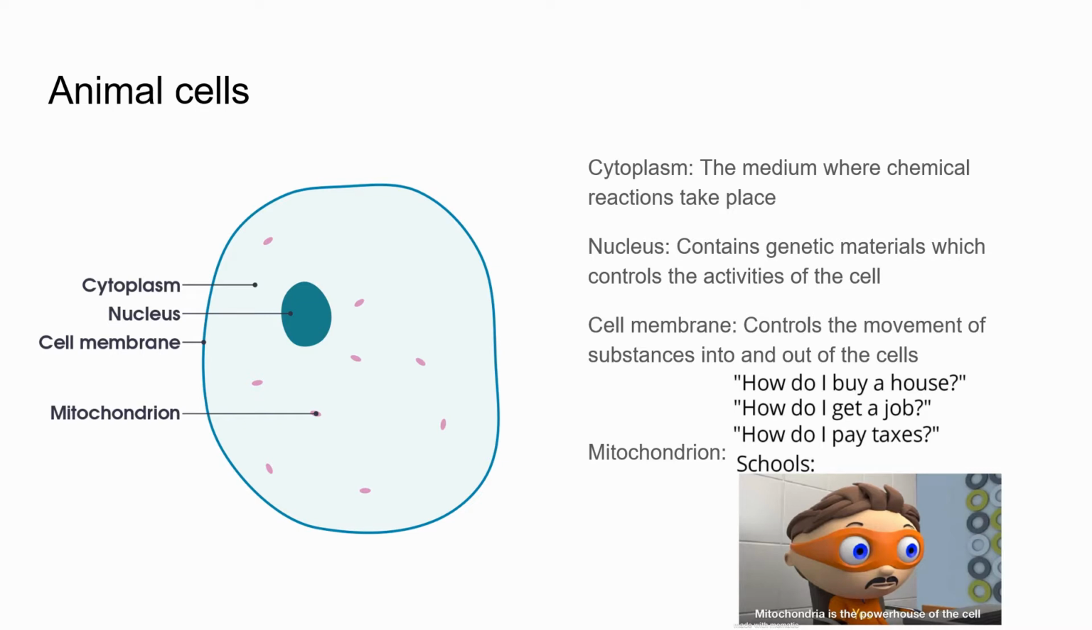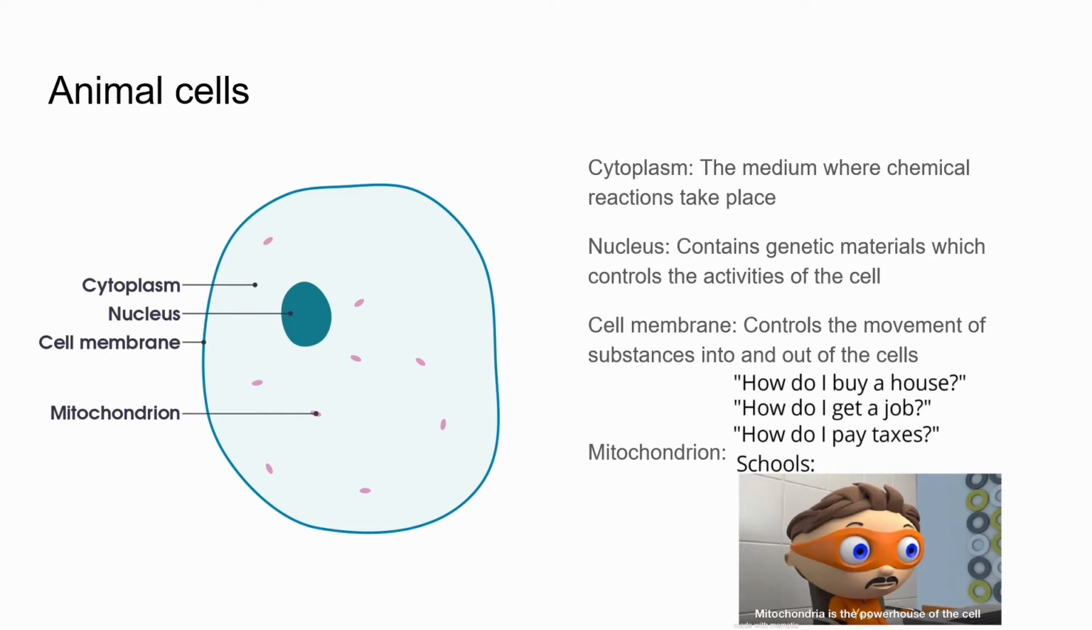First we have the cytoplasm, which is the medium where most chemical reactions take place in the cell. What chemical reactions take place, you don't need to know, just know that it's the place where chemical reactions take place. Then we have the nucleus, which contains genetic material which controls the activities of the cell. It controls what the cell would do and all the activities that take place in the cell. So it is very important. Without the nucleus, the cell is just a husk and has no function.